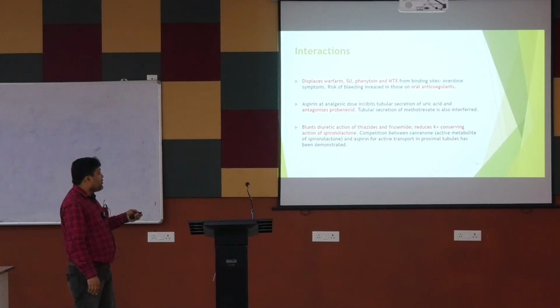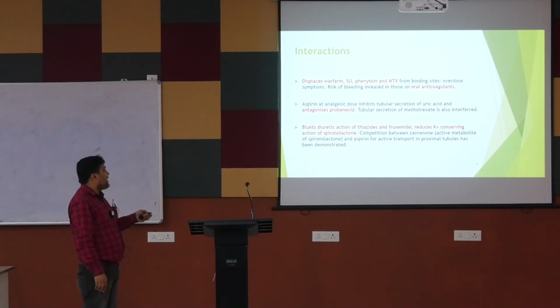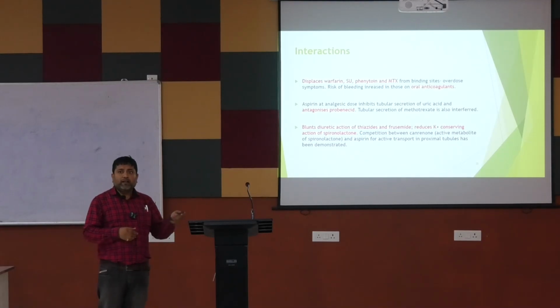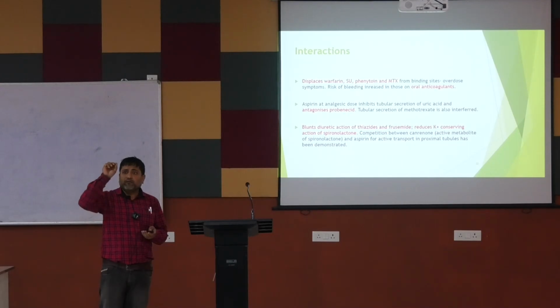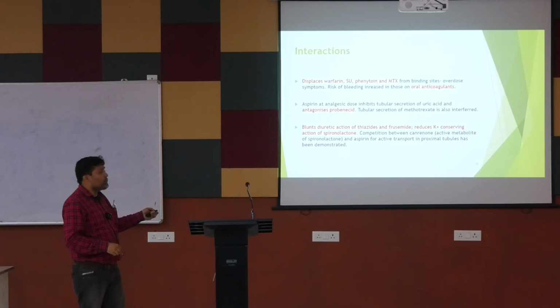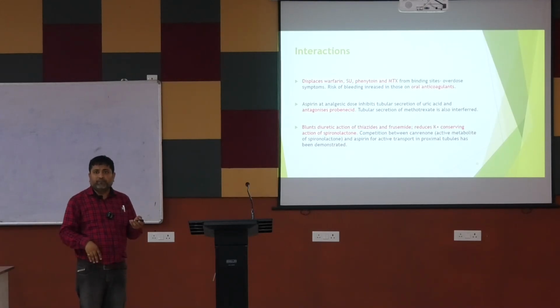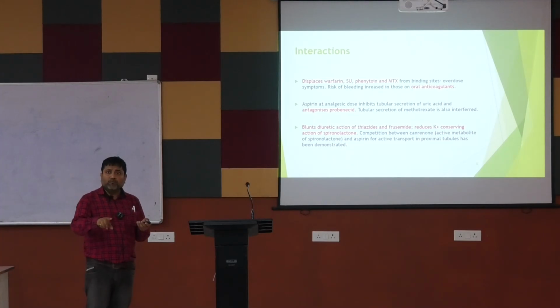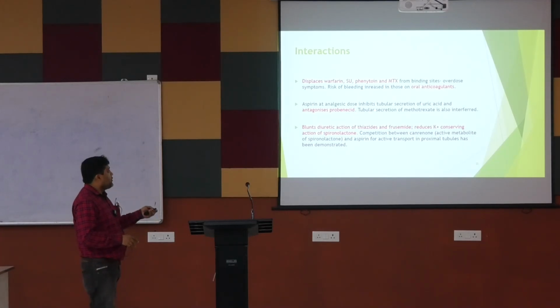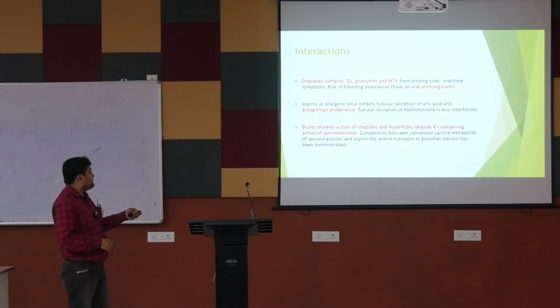Aspirin at analgesic dose inhibits tubular secretion of uric acid and antagonizes probenecid. Probenecid is basically a uricosuric drug; it increases the excretion of uric acid. Now aspirin at analgesic, lower dose inhibits the action of probenecid. It inhibits uric acid excretion. But again, aspirin at high dose, more than 5 gram per day, increases the uric acid excretion. Opposite things are seen. Tubular secretion of methotrexate is also interfered.